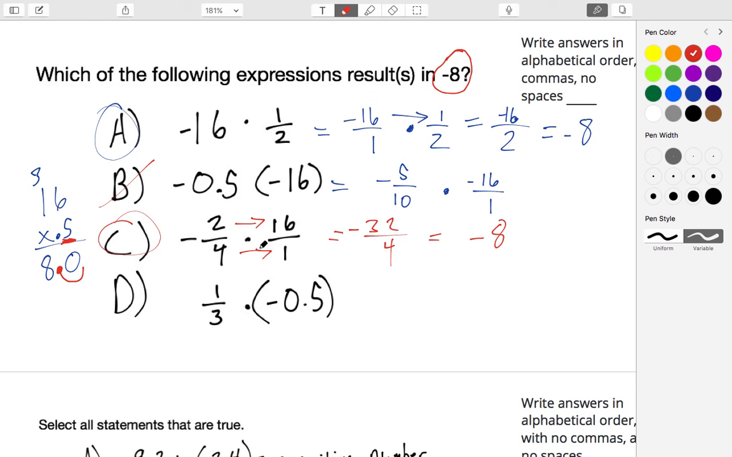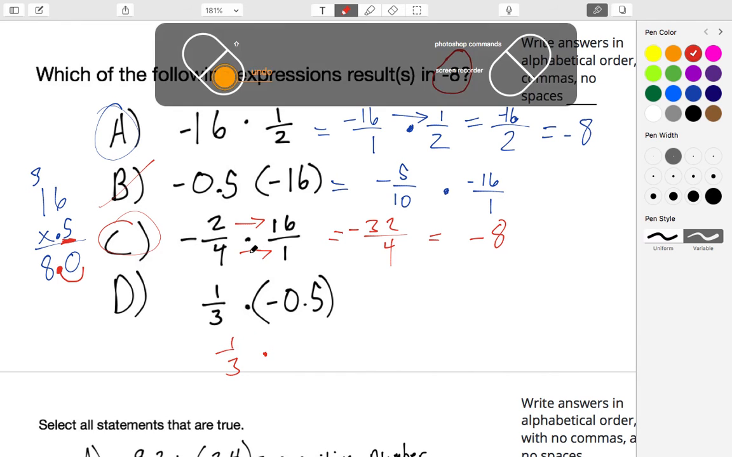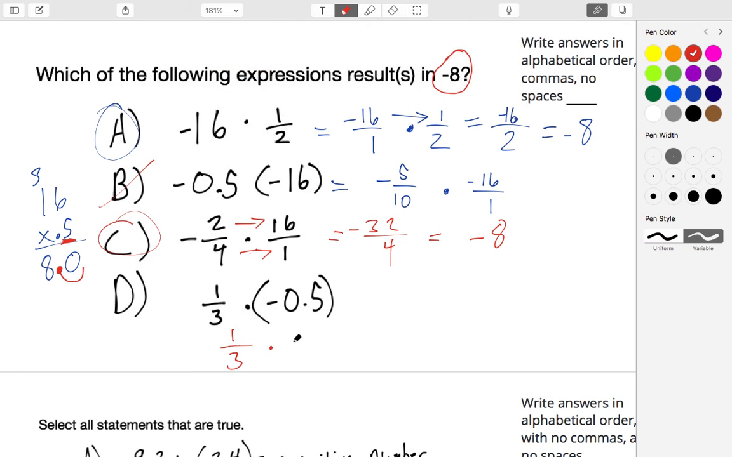Okay, circle C. D, 1/3 times negative 0.5. So there's 2 ways to do this. You can change this to a decimal and then do decimal times decimal, or fraction times a fraction. Since we already did a decimal here, multiplying it, we're going to do fraction times a fraction. So we have 1/3 times negative what?